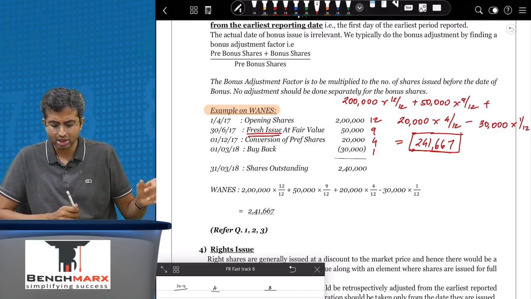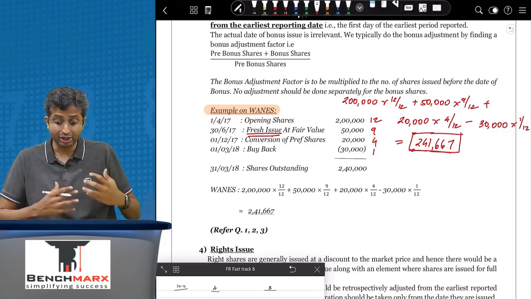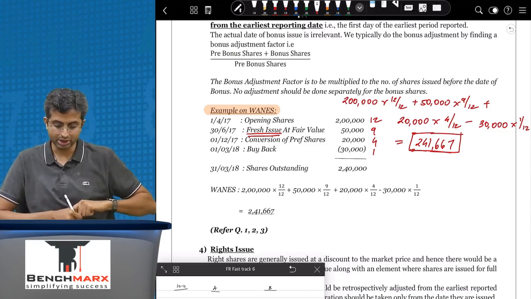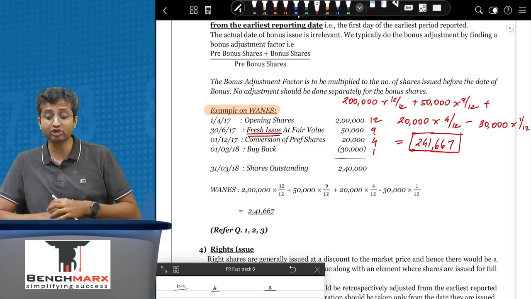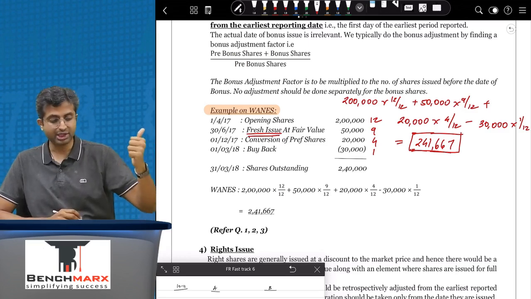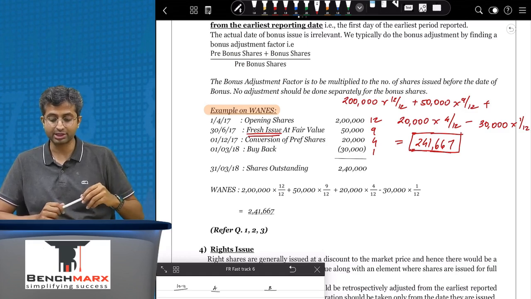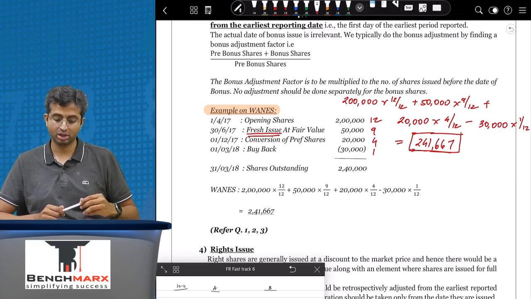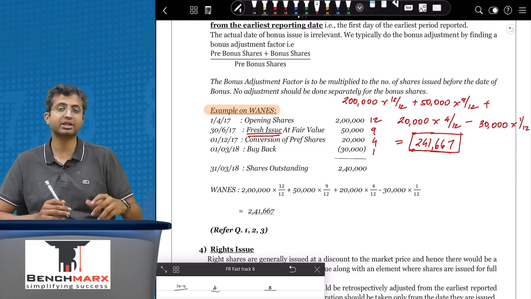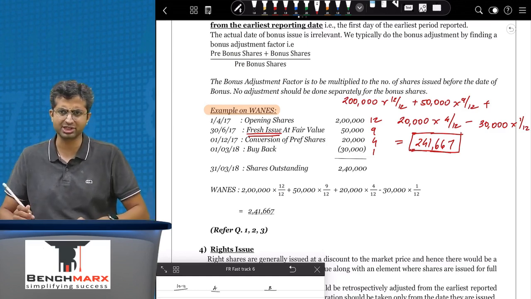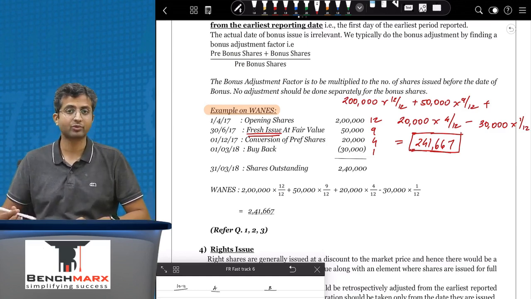This can also be calculated by dividing the year into various parts like we did. So you'll have 2 lakhs for 3 months. After that, your total shares becomes 2 lakh 50 for another 5 months till November. Then your total shares becomes 2 lakh 70 for December, January, February, another 3 months, and then it becomes 2 lakh 70 minus 30, that is 2 lakh 40 for another 1 month. You will still get the same answer, and in your EPS you have to take 2,41,667, which is calculated taking the time as the weight.